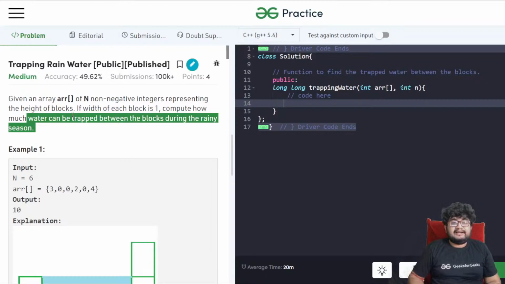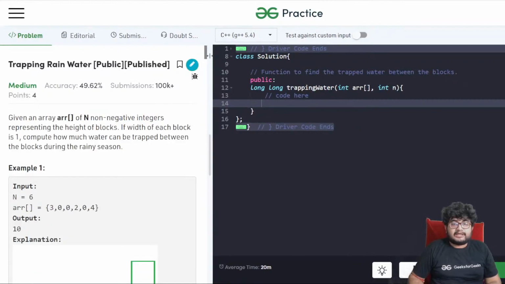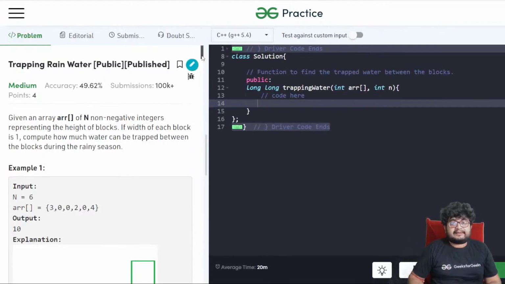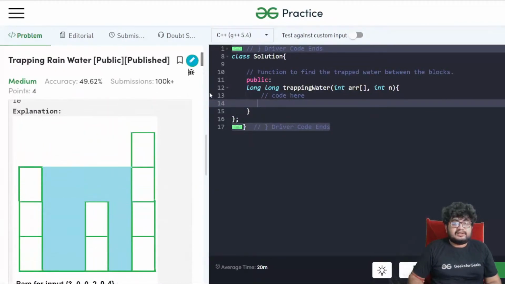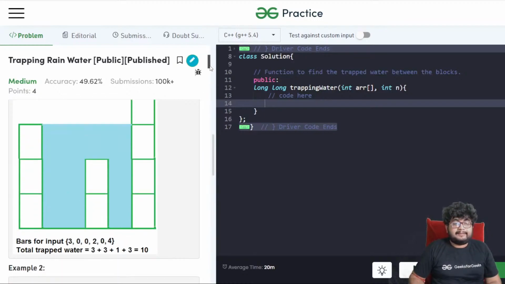So you are given an array of n non-negative integers that represents the height of the block. The width of each block is 1 unit. What is the total amount of rain that can be contained during a rainy season? That is the question. What do we mean by containing the rain? Let's understand. So here if you see, this much amount of rain can be contained. So this is the amount of rain that can be contained within the blocks that is given by this.